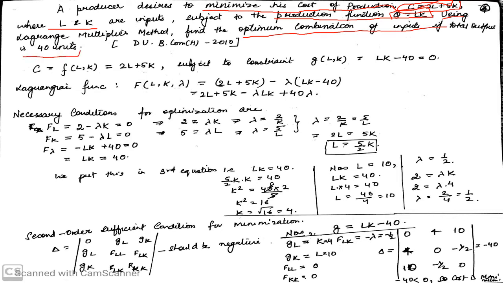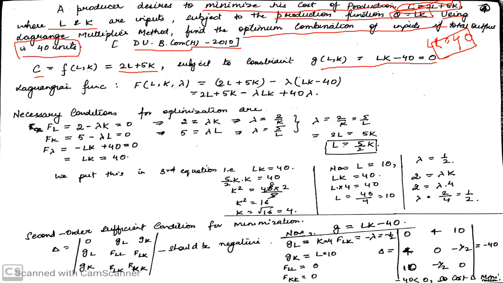So this is the constraint. The total output is 40 units. It means LK is equal to 40, right? So this becomes LK minus 40 is equal to 0. We can write this in this way because you have to write the constraint function equal to 0. This question has come in Delhi University BCom Honors 2010. Now this is the original function 2L plus 5K. This is the constraint function LK minus 40 is equal to 0.